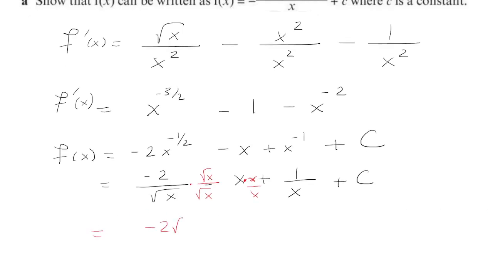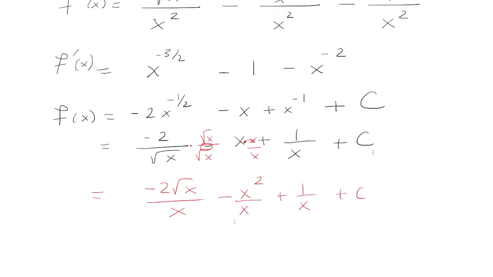So this becomes negative 2 square root of x over x minus x squared over x plus 1 over x plus c. And I kind of wrote over this, but this is a minus over here, just so we're clear. Now they share the same denominator, so let's put that all over the same denominator.